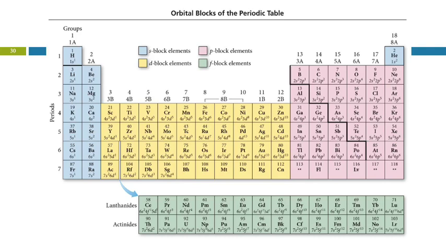The pink is P block. A P sublevel has 3 orbitals and can hold 6 electrons. How many columns are here? 6. The yellow is the D block. The D sublevel has 5 orbitals. It can hold 10 electrons. Count them, there's 10 columns.